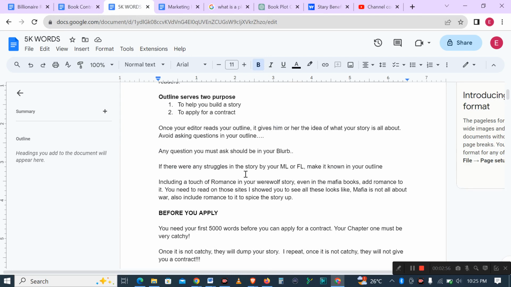Now, if there are any struggles in the story by your male lead, this ML is male lead, okay, and FL is female lead, make it known in your outline. Now, include a touch of romance in your werewolf story. So remember I said that we were looking at three genres here. We have the werewolf, the billionaire romance, and the mafia books. So add romance to every book you're writing.